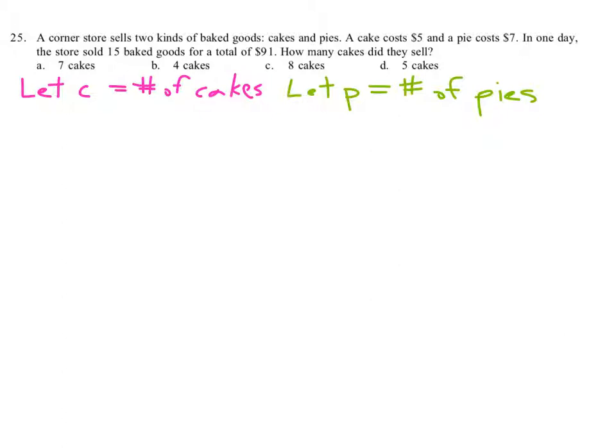before considering the costs, and we will do that in a second, there's one real simple idea here, which is that if you're only selling cakes and pies and you know that you sold 15 baked goods total, then you can say C, the number of cakes, plus P, the number of pies, is equal to 15. That's one of your equations. Okay? And then the other equation has to do with what the total cost is.